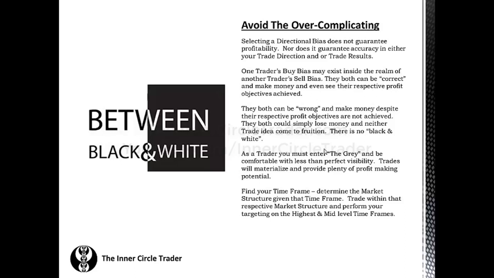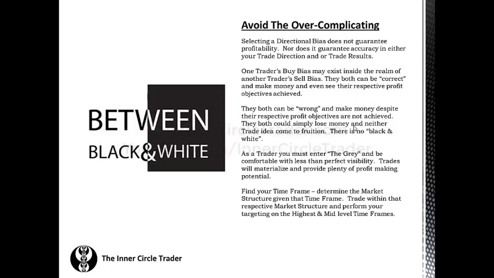There is no black and white. It's very important you understand that. As a trader, you must enter the gray and be comfortable with less than perfect visibility. Trades with the foresight that you're expecting don't exist. Nobody has a crystal ball. I don't have it. I'm still trading on the probabilities, not the perfect scenario. There's no perfect scenario, okay? You, as a trader, will see trades materialize that will provide you plenty of profit-taking potential. Live there. Don't expect 100%. It's not going to happen, okay? Because I guarantee you, the only thing 100% is going to happen is you're going to go nuts expecting an impossibility.